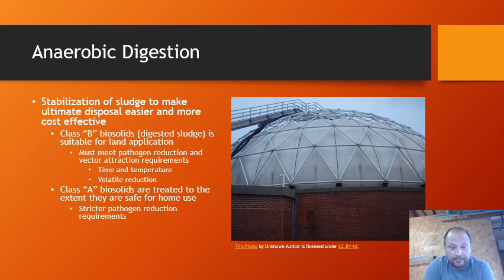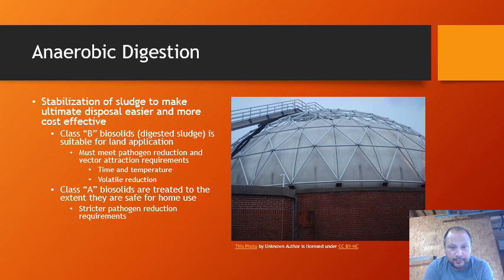So when we talk about biosolids, we're talking about Class A or Class B biosolids. Those are the 2 categories that can be land applied. Class A, as I mentioned, has been treated to the extent that it's safe for use by the general public. They can come and pick it up and use it in their gardens or in their landscaping at home. Class B biosolids have been treated to the extent that they're safe for land application on agricultural fields.